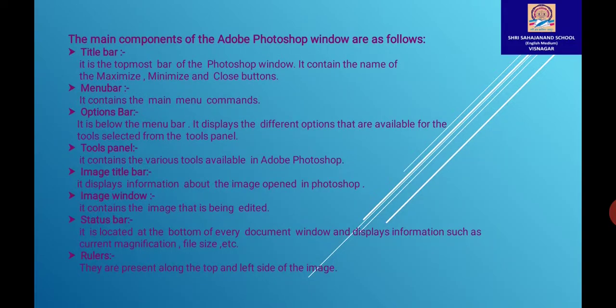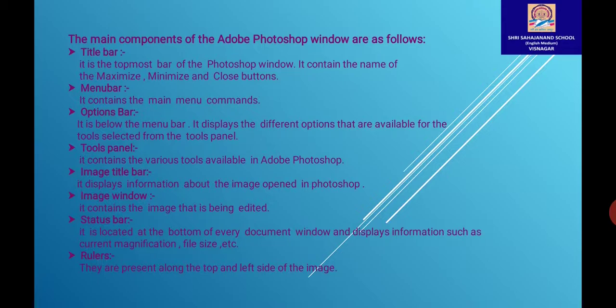So here is given the topic: the main components of the Adobe Photoshop window are as follows. First component is title bar. It is the topmost bar of the Photoshop window. It contains the name and the maximize, minimize, close buttons. Second one is menu bar. It contains the main menu commands. Next one is option bar. It is below the menu bar. It displays the different options that are available for the tools selected from the tools panel.